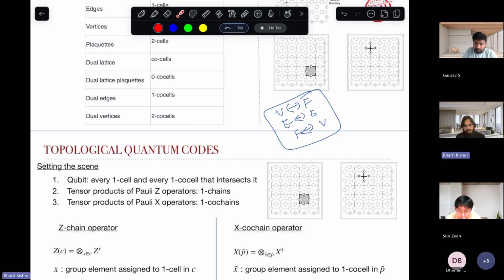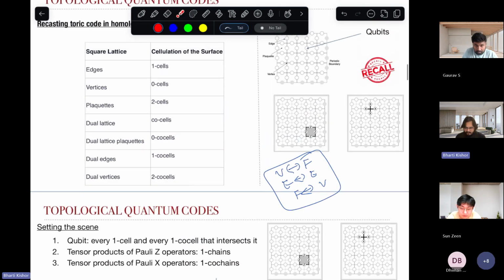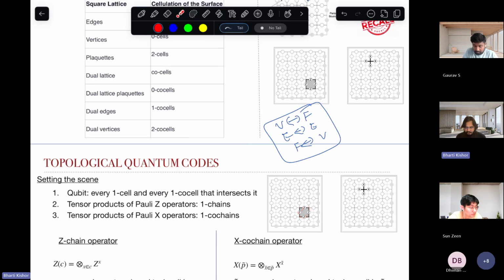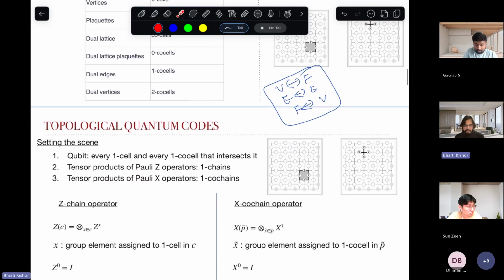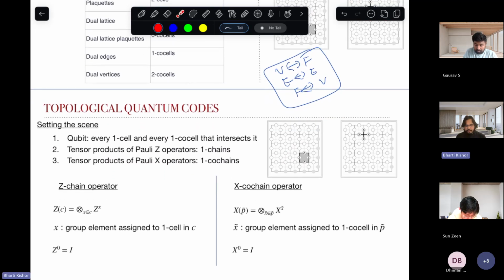Then you can take a tensor product of Pauli Z operators, and that will correspond to some one-chain. So there are Z operators at different points, here for example, and corresponding to that, you can take any structure you allow, like Z tensor Z corresponding to some chain. And then a tensor product of Pauli X operators, you associate to one-cochains.